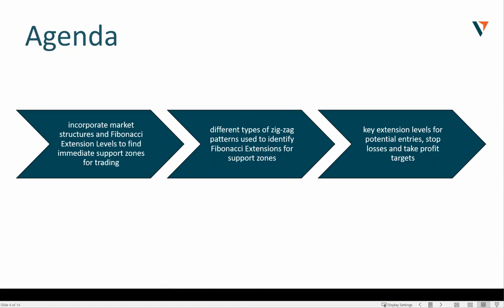And then finally, we will take a look at the key extension levels that we can use for potential entries, in terms of stop losses and take profit targets. In these examples, I will also combine a bit of the Fibonacci retracement levels that were covered in earlier sessions, so we can take a look at how they can all come together.